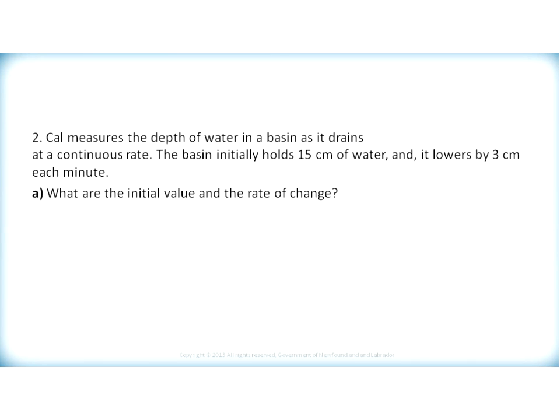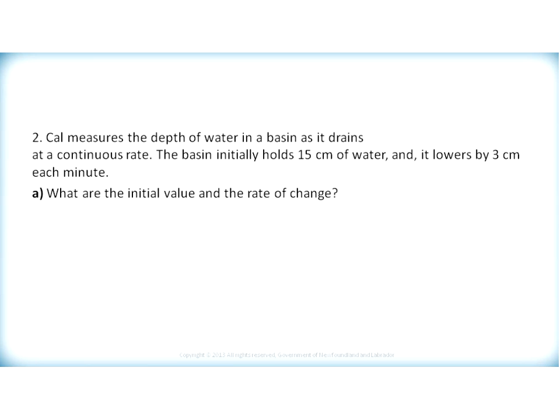Okay, now this question here. Cal measures the depth of water in a basin as it drains at a continuous rate. The basin initially holds 15 centimeters of water, and it lowers by 3 centimeters each minute. What are the initial value and the rate of change here?